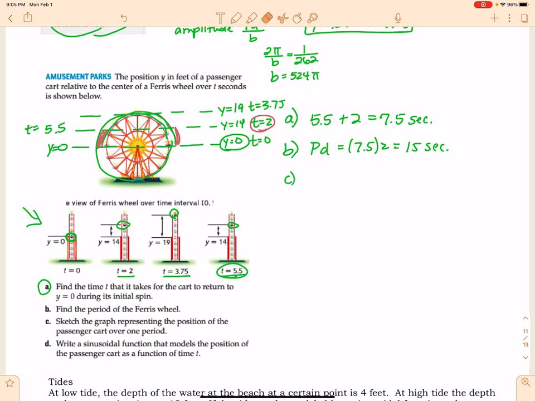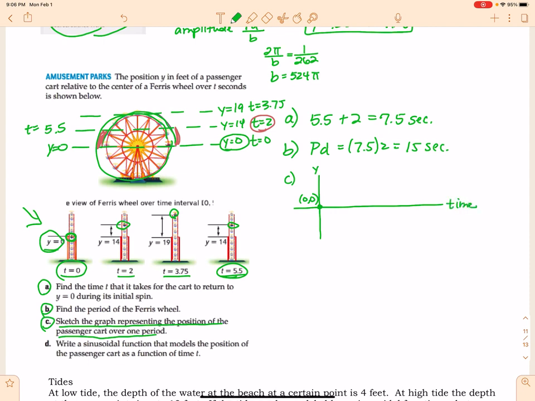For C, we are going to sketch the graph representing the position of the passenger cart over one period. This is a sine function, so I am going to draw this right here. We start at 0, 0. How do you know? Well, at y equals 0, t equals 0. Are you with me? So this is the y-axis, and this is time right here.